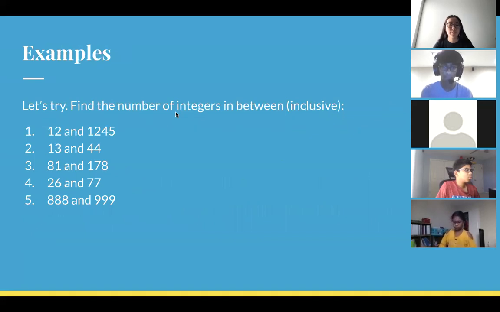Okay, let's move on to some example problems. Try to find the number of integers in between these. They're inclusive, so that means they include both of the numbers. For the first problem, you have to include 12 and 1,245. Go ahead and try the first one, and then put your answer in the chat. If you want to explain, indicate that in the chat as well, and I'll call on one of you.